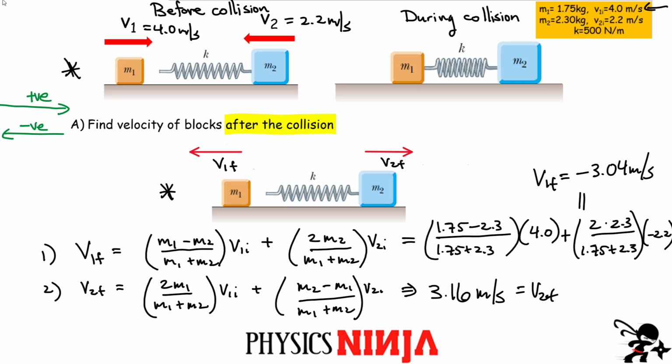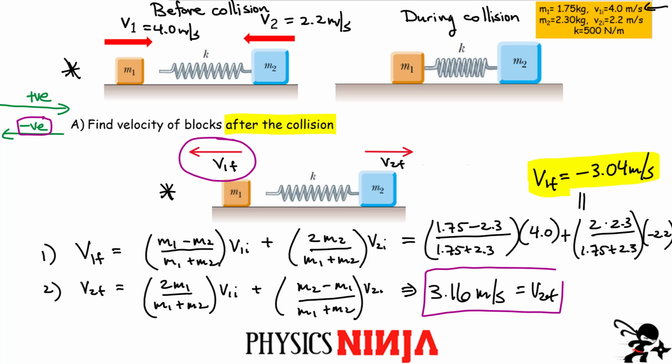So I have a look at these numbers. What does this mean? Well, it says, first of all, that V1 has a negative value. Negative value simply means that after the collision, the block is moving in the negative direction, which is to the left. That's how I've defined it right here. Block number 2 after the collision has a positive value. Positive velocities mean that it's moving to the right. So this is the first part. This is how you would find the velocities after the collision.